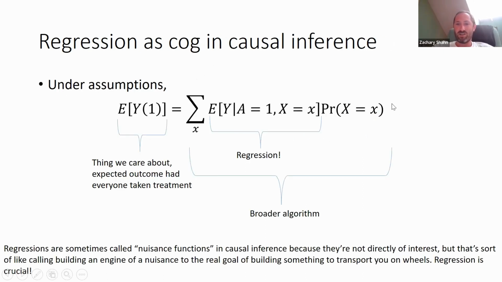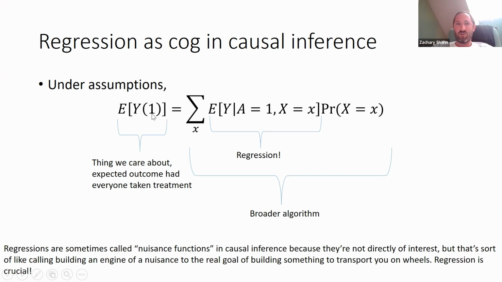Here's an example of regression as a cog. And again, we'll go into this in more detail later. It's fine if you don't internalize this the first time through. But in causal inference, often what we care about is the expected counterfactual outcome had everyone taken a certain treatment. So let's say Y of 1 is what someone's outcome would have been had they taken the treatment of interest. So had everyone watched that reading video, what would be the average reading score? In reality, not everyone did. So this is the thing that we care about, and this is what we want to estimate.